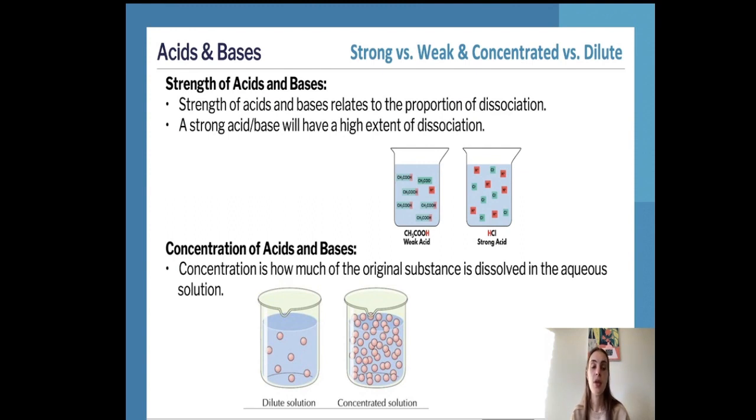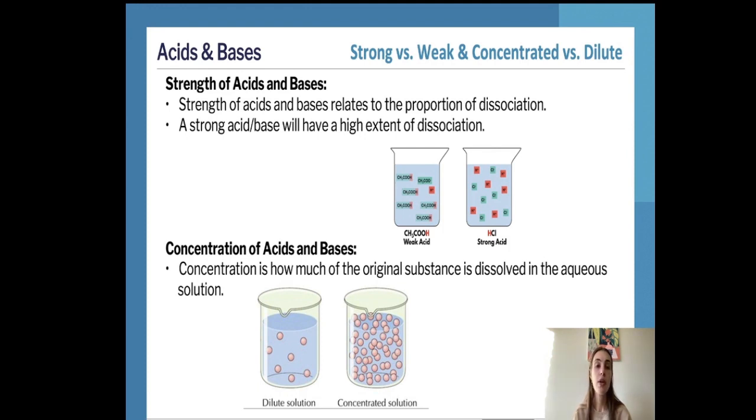And so when we consider the strength of acids and bases, we need to consider this concept of strong and weak versus concentrated versus dilute. So we can have strong acids, and you may think a strong acid is the same as a concentrated acid. But as a matter of fact, they are very different, because strength of an acid and base is going to relate to the proportion of dissociation. So the amount at which those atoms have split. So for example, the hydrochloric acid, or HCl, has split into H+ and Cl-.